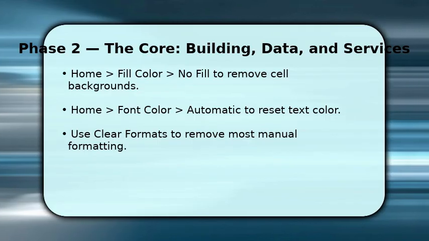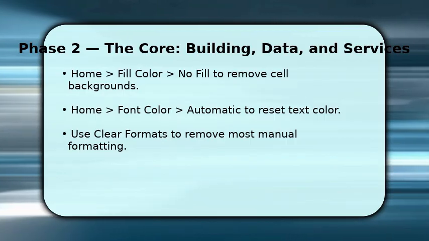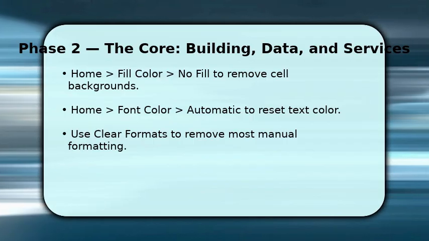If cells have multiple manual formats, use Clear Formats from the editing group to strip most manual formatting at once. However, note this does not remove conditional formats. Make sure to check a few cells after each action, because visual confirmation prevents accidental loss of needed styles.